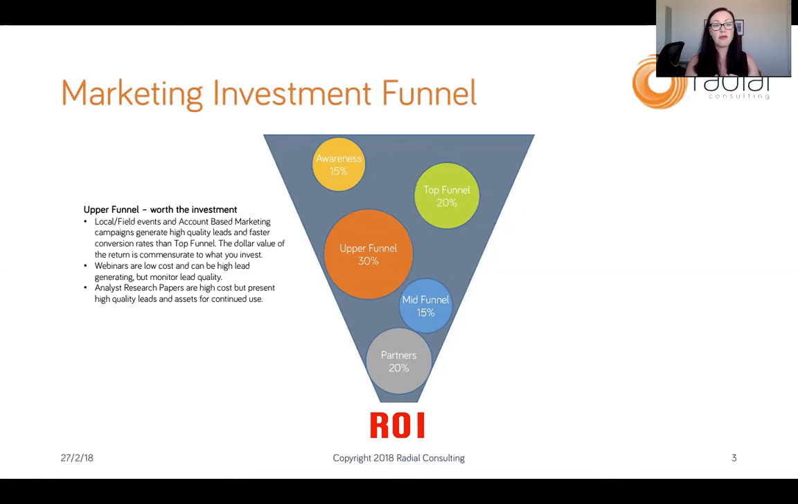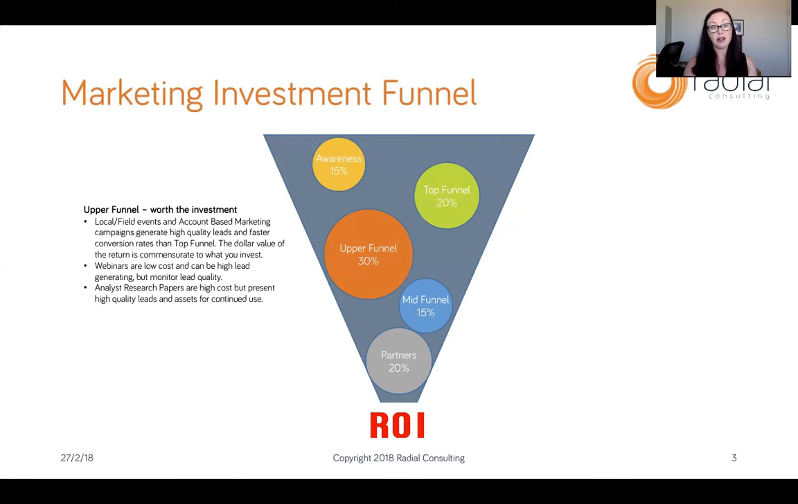Upper funnel, your main budget spend. Now, I do say this is worth the investment. It's your account-based marketing campaigns where they're going to generate higher quality, maybe lower numbers because you're being really specific who you're going after. But the quality will be high, the engagement with them will be high, and the dollar return will be commensurate to what that investment is.